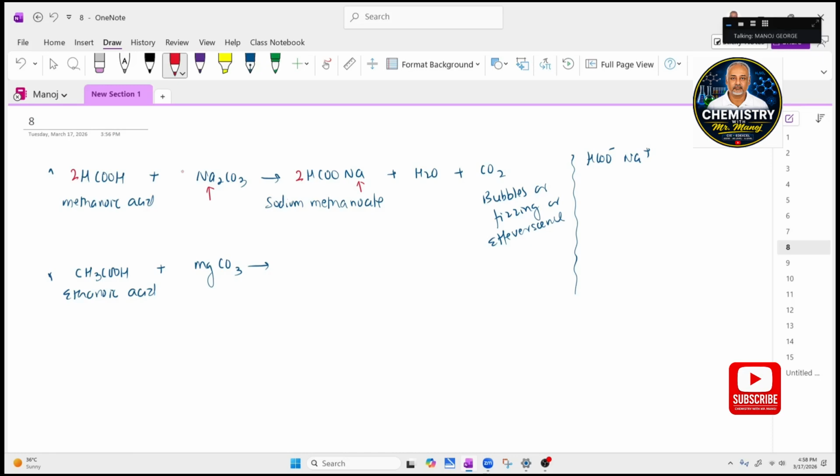Okay, let's have a look at the second equation. So remember, I have CH3COO negative, and I have magnesium with a 2 plus charge.